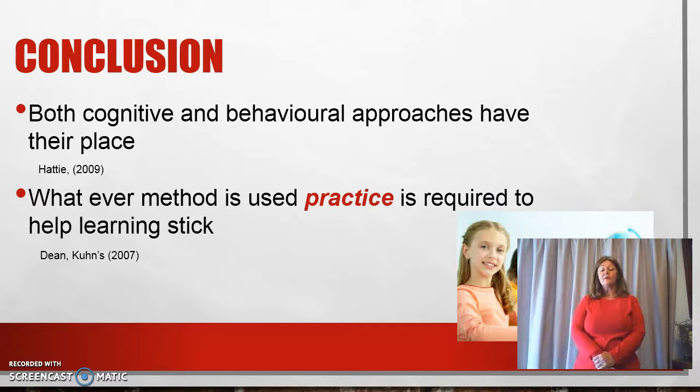Both cognitive and behavioural approaches have a place in the classroom, whichever method is used in practice. Practice is really what is required to help the learning stick.